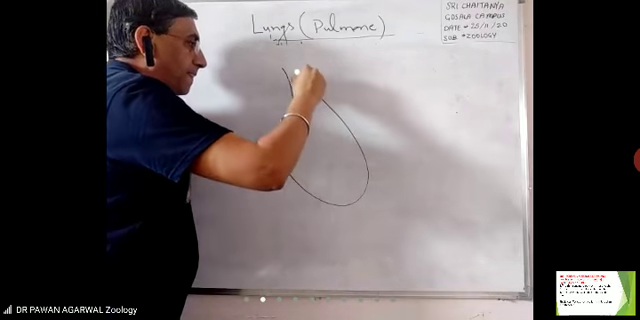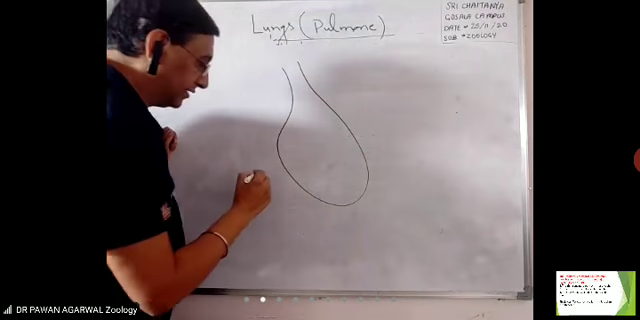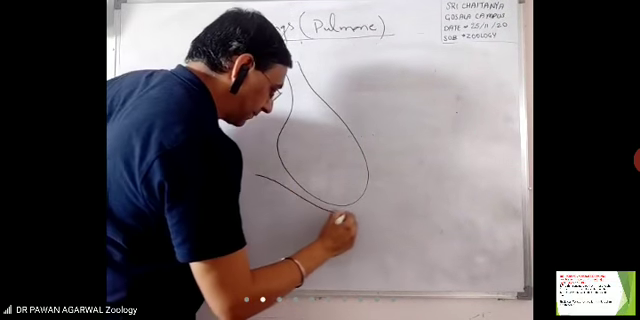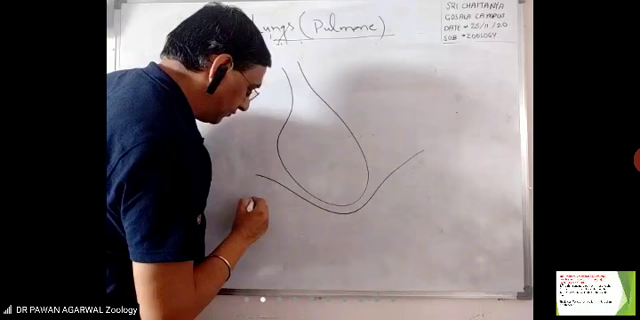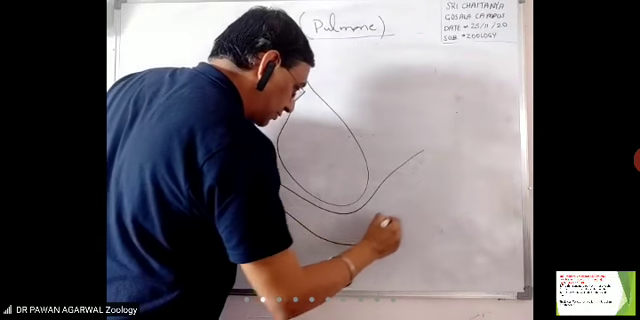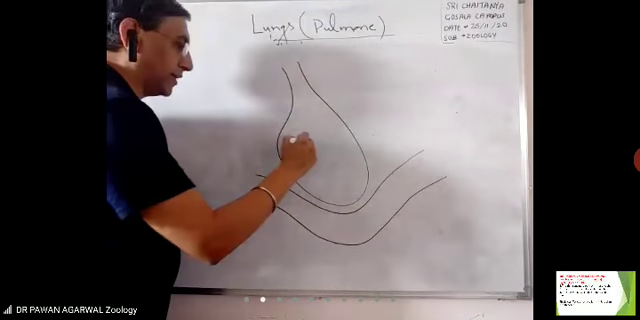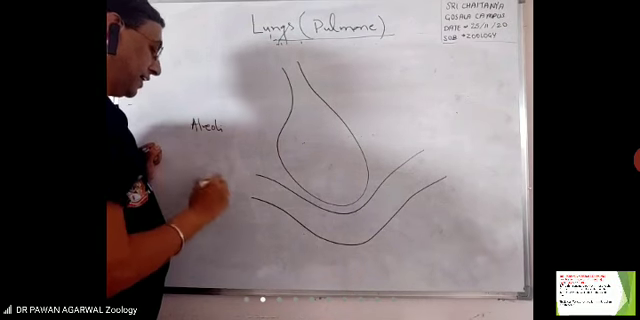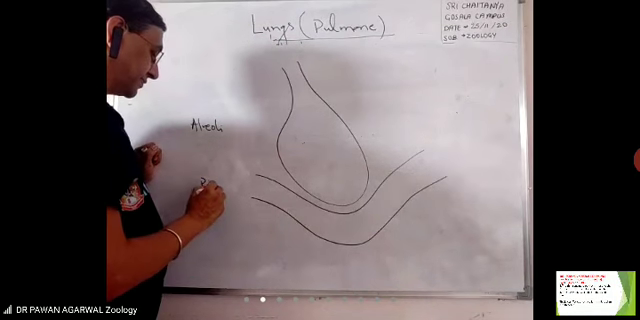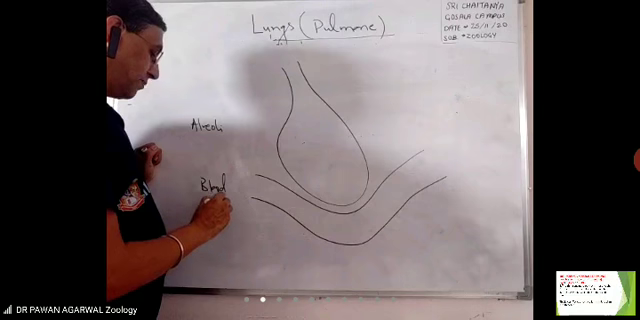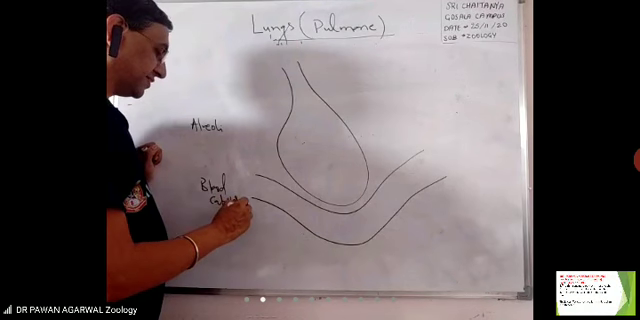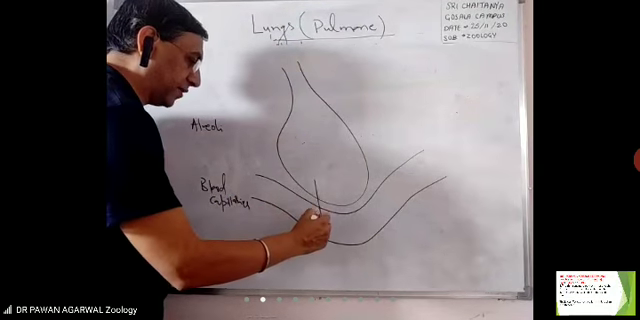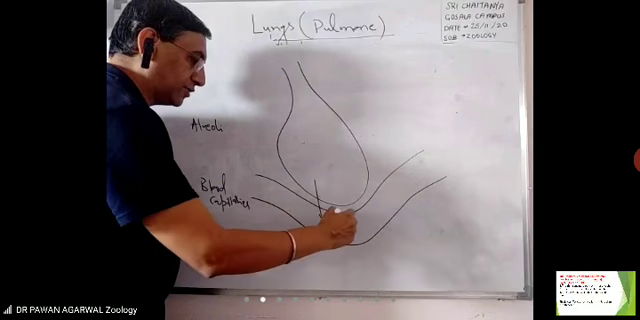Get it? And this is the blood capillary. The diffusion of gases takes place between the alveoli and blood capillary. What is this? This is the alveoli. And this is the blood capillaries. So here the exchange of gases takes place, like O2 is coming here from alveoli to the blood capillaries and CO2 is going out.